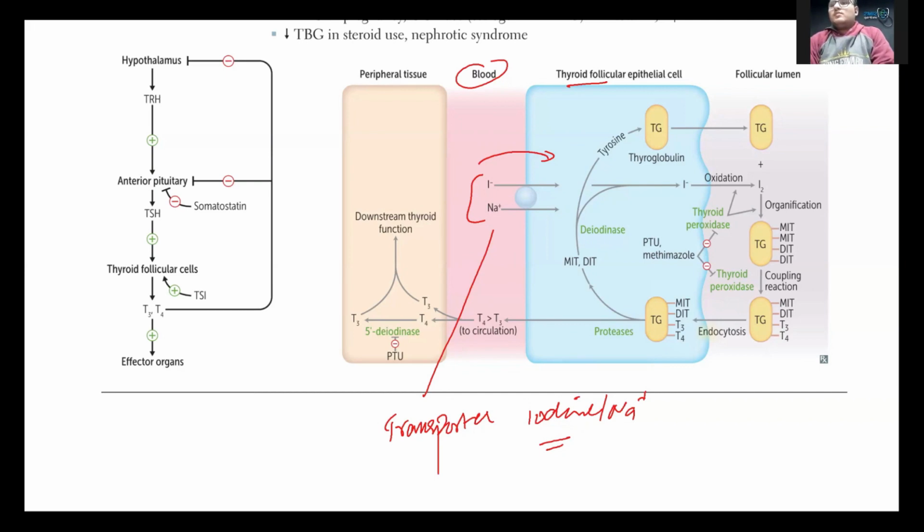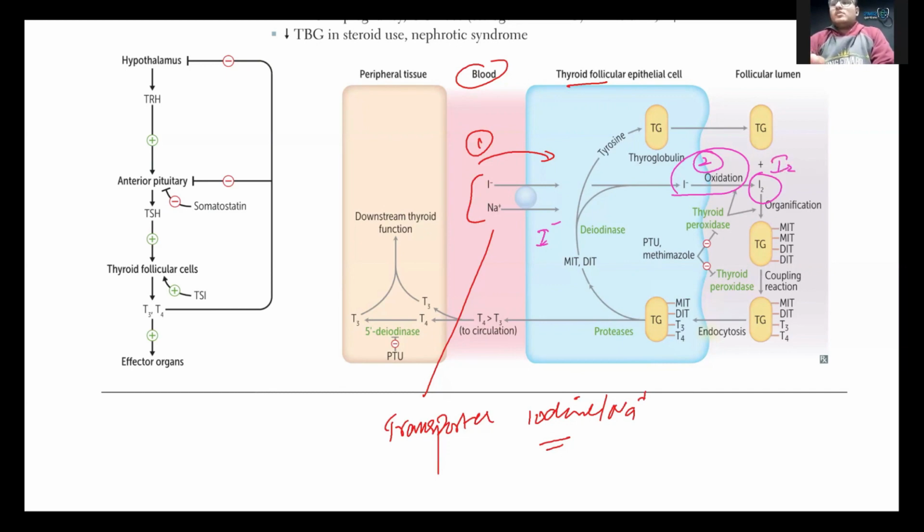This was the first step, the entry of iodine. The next step is oxidation. Iodide, which was present with a negative charge, is now converted into iodine molecule, that is I2. This was the second step.